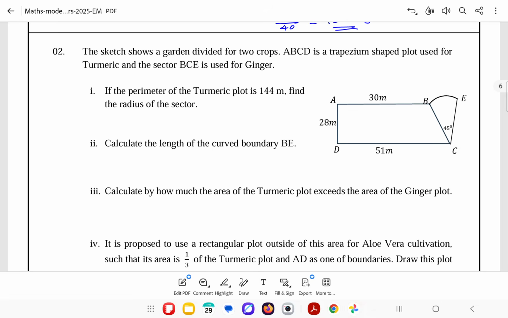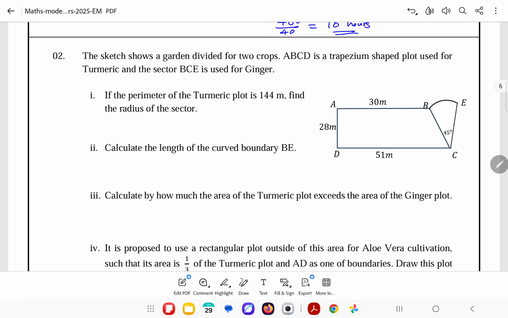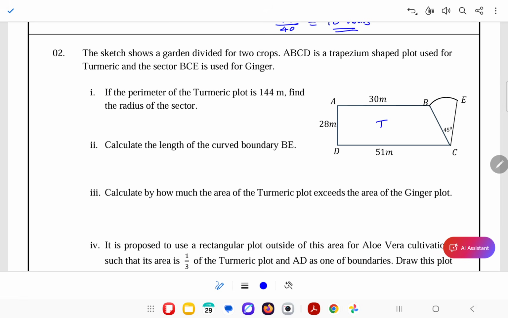Okay. Now let's look at question number 2. Sketch shows a garden divided for 2 crops. ABCD is a trapezium shaped plot used for turmeric, and sector BC is for ginger. If the perimeter of the turmeric plot is 144 meters, find the radius of the sector.